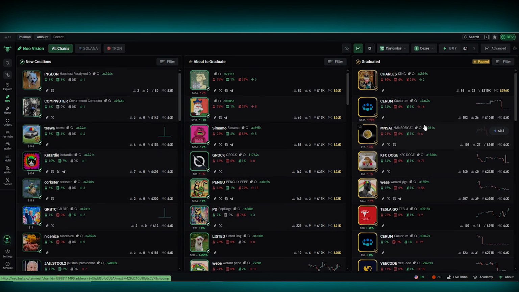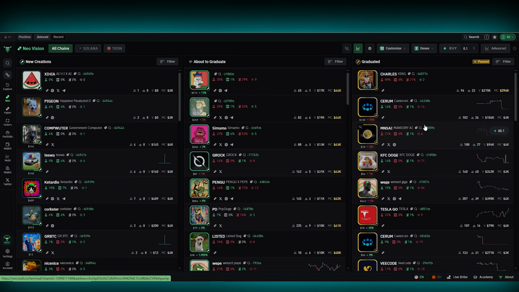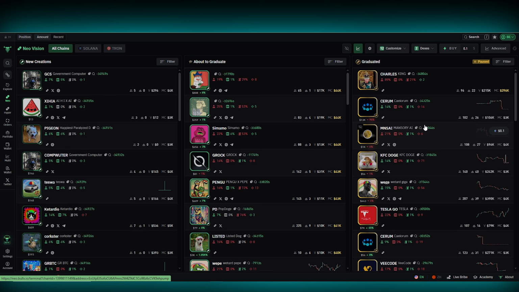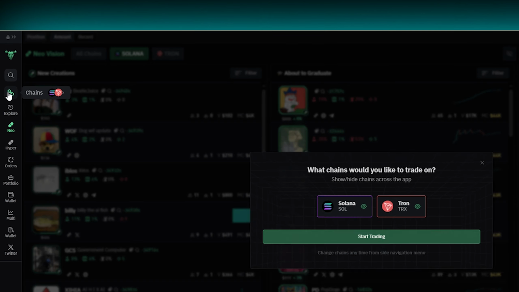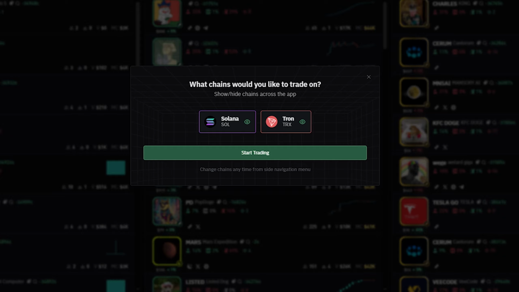In this video, we are going to look at how to buy and sell Solana meme coins on Bullx. First, open up your Bullx account, and before buying any coin, make sure you have Solana in your Bullx wallet. On the left side, click on Chain and uncheck any other networks and just keep the Solana network checked.